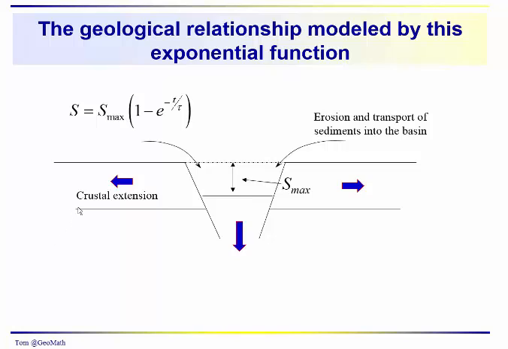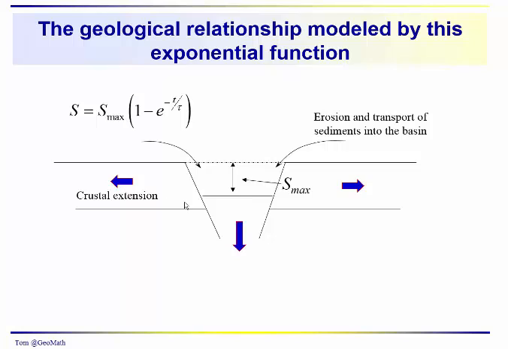So the process that we're dealing with is described by this relationship. We have that the thickness of sediments deposited in the extensional basin is equal to some maximum thickness times 1 minus e to the minus t over tau.